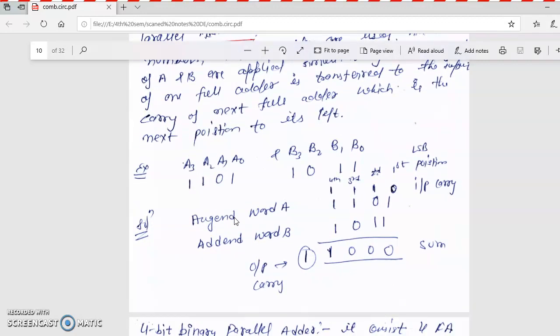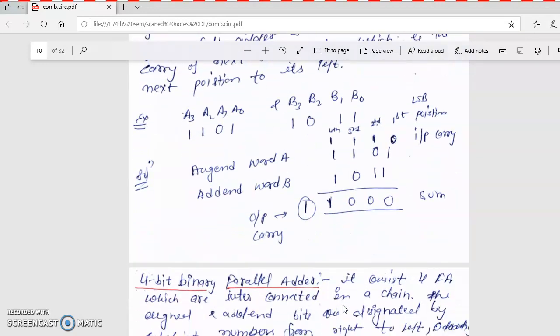Two numbers with four bits: A0, A1, A2, A3, and the next number with four bits: B0, B1, B2, and B3. When we do parallel addition, what happens? 1 plus 1 is 0 with carry 1, which is transferred to the next bit. There, 1 plus 1 is also 0, and this carry is also forwarded to the next, which is also 0. The next one is 1 plus 1 plus 1, that is 3, giving 1 and 1 with carry, which is the output carry. Okay, this is the process for parallel addition.